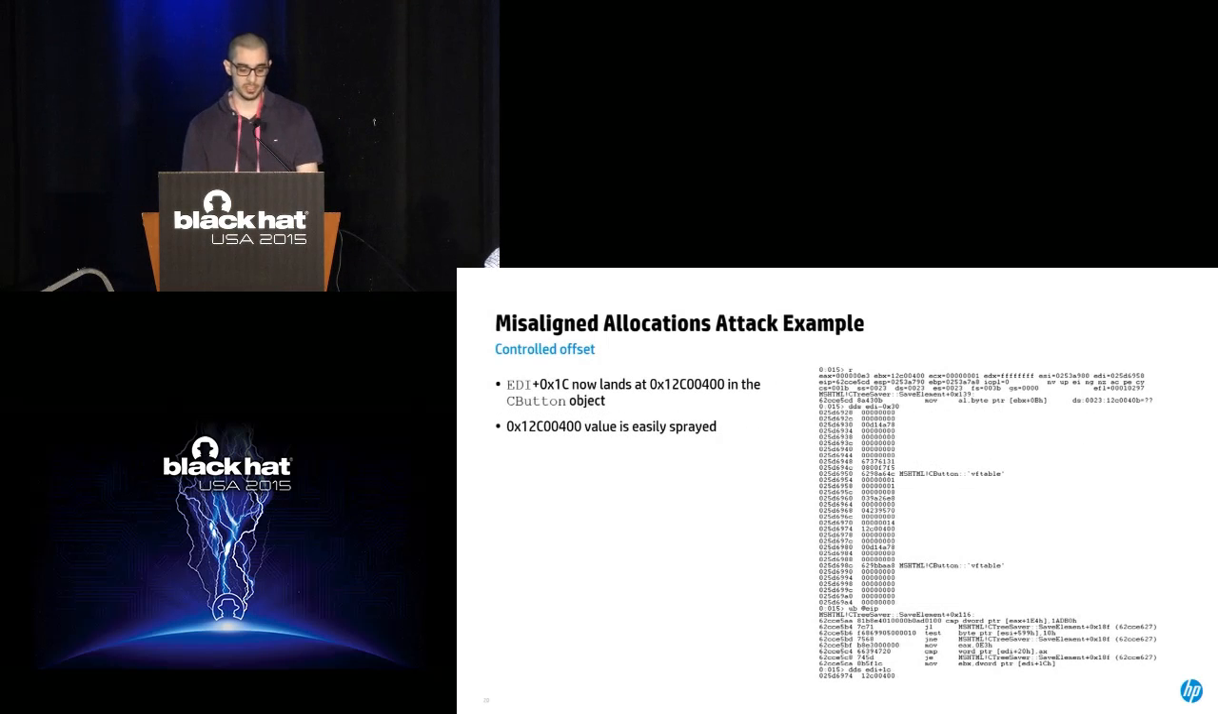All right, so this is the crash time. At crash time, we had EDI plus 1C pointing to an offset from the misaligned C button. Basically, this offset contains the value 12C00400, and that value can be sprayed by an attacker, and then he can control the flow from there.